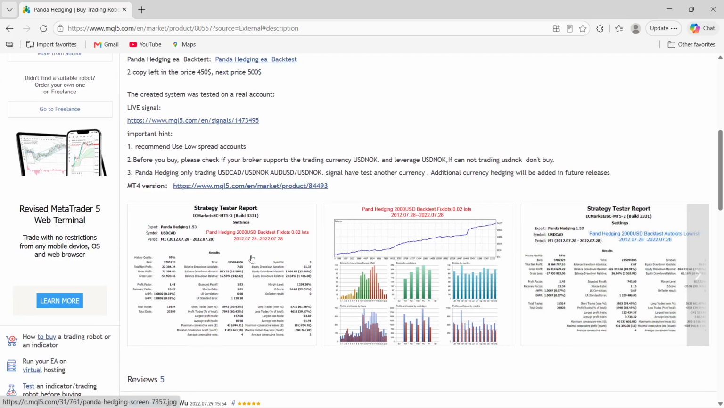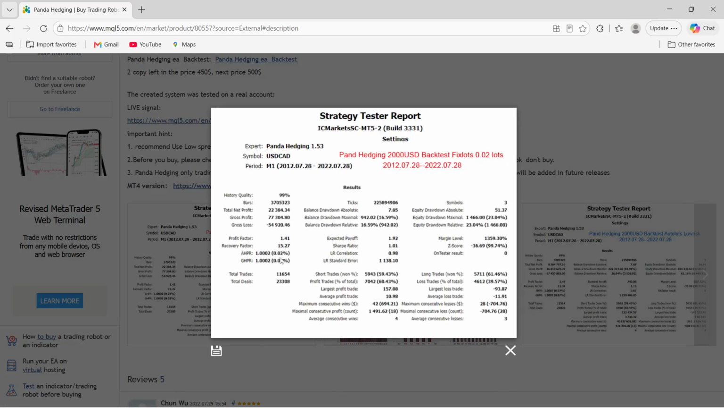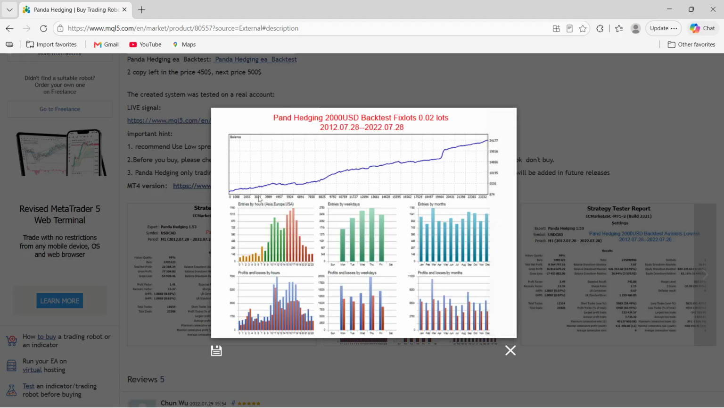All right, so let's take a look at some of the developer's tests, the strategy tester reports. In their backtest screenshots, they show a long test on USDCAD over about 10 years on the M1 time frame. The balance curve on the image looks very smooth and steadily rising. You don't see big cracks in the equity, it just climbs and climbs with only tiny dips along the way.